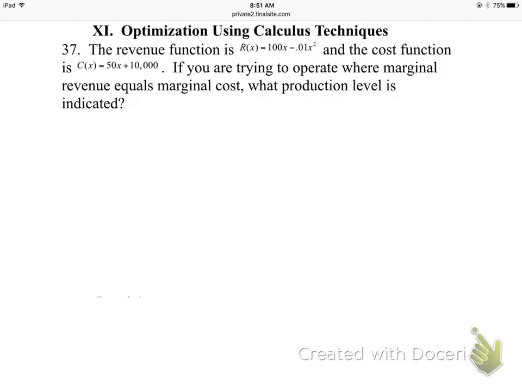In question 37, they tell us the revenue function and they tell us the cost function. And then they say if you are trying to operate where marginal revenue equals marginal cost, you have to recognize that marginal revenue equals R prime, and marginal cost equals C prime. So you want to set those equal, and then you want to figure out the X.